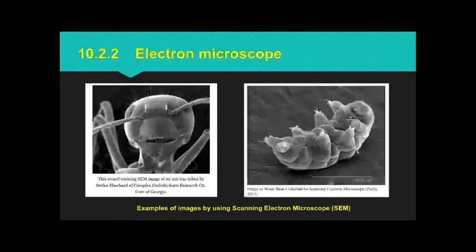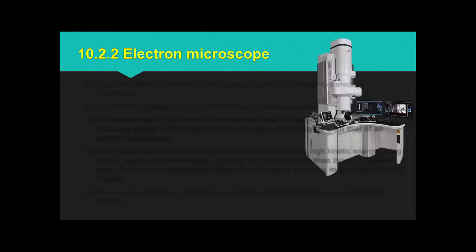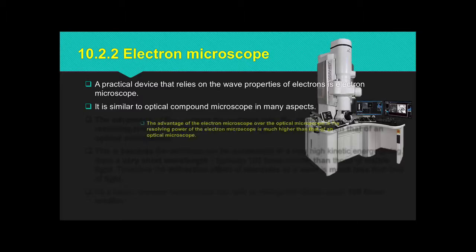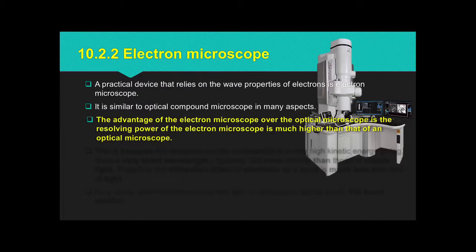Okay, now we are going to look further into the electron microscope. So these are the images that can be observed using an electron microscope. The electron microscope is actually a practical device which relies on the wave properties of electrons. It is similar to an optical compound microscope, but it has an advantage in which it has a resolving power which is much higher than the optical microscope.